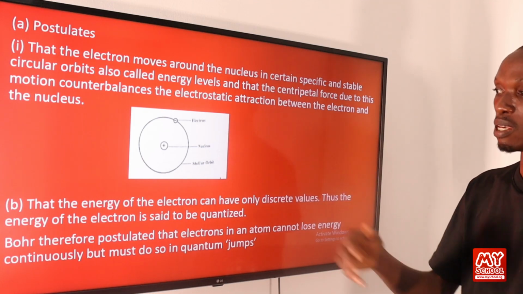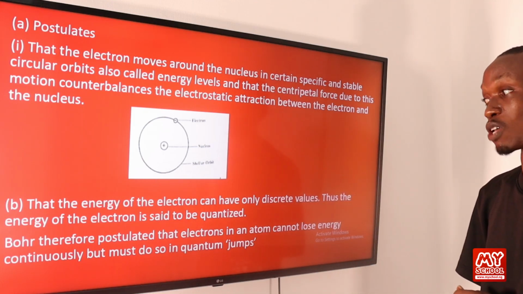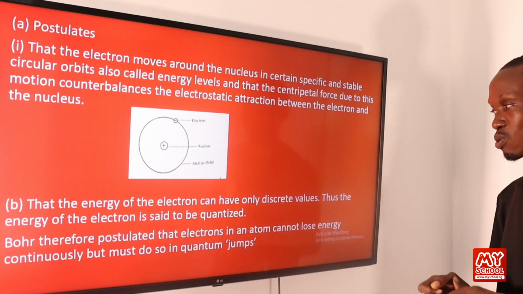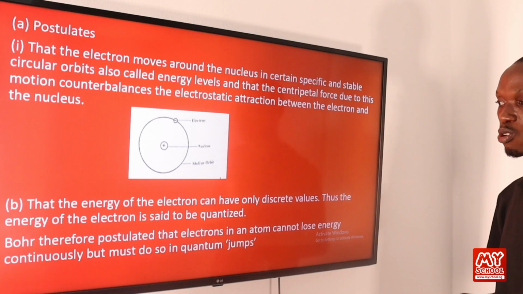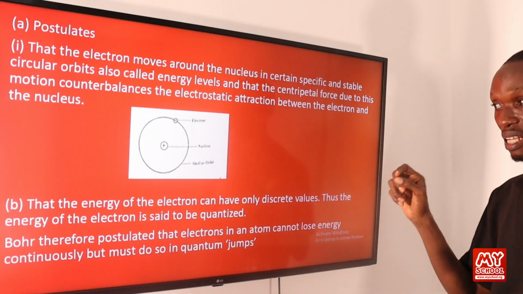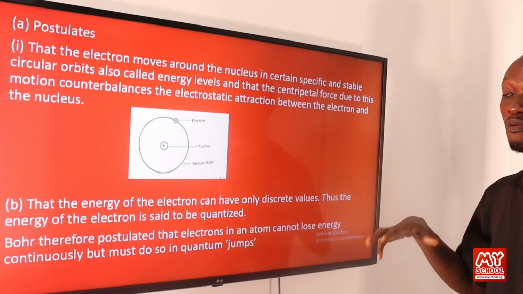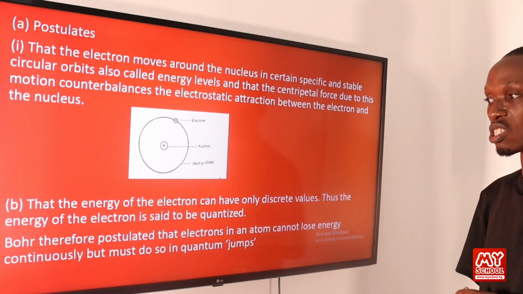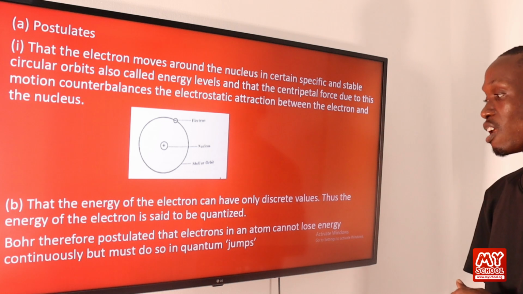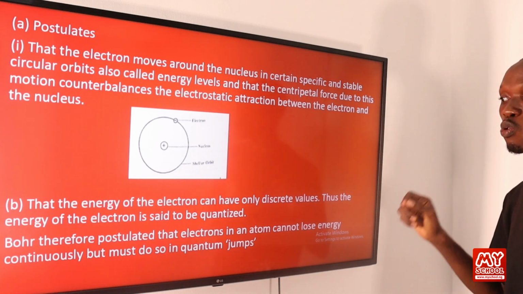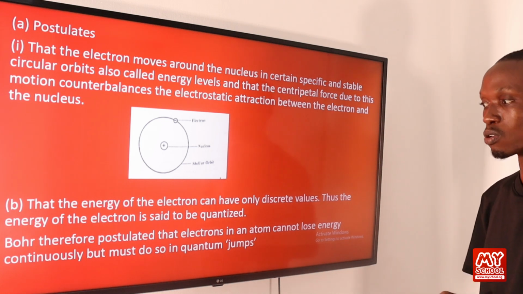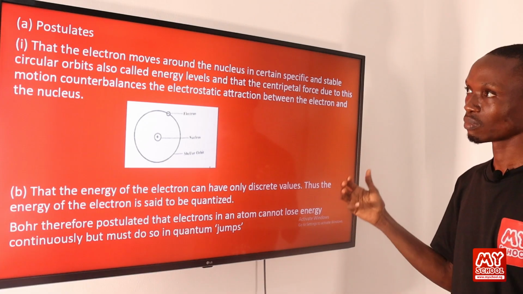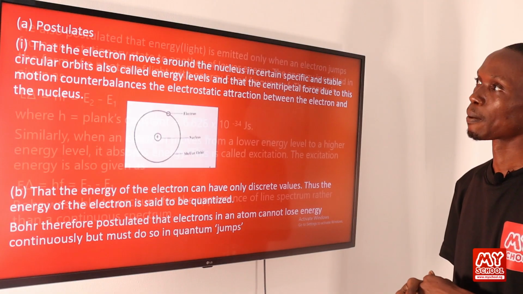Then B, he said that the energy of the electron can have only discrete values, that the energy of the electron is said to be quantized, it's said to be individualized. That's what the word quantized means. So Bohr therefore postulates that electrons in an atom cannot lose energy continuously, but must do so in quantum jumps. Now let's move to the next slide.